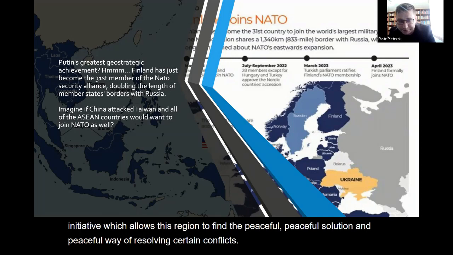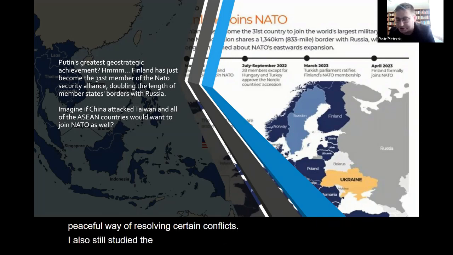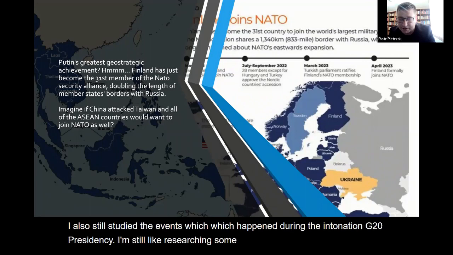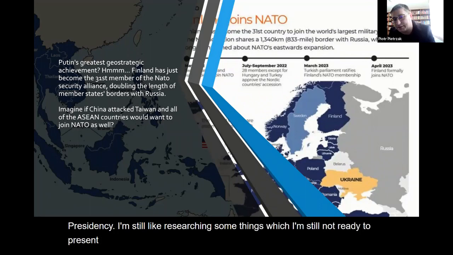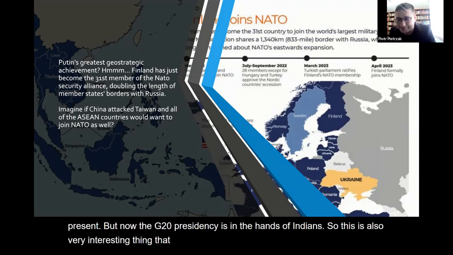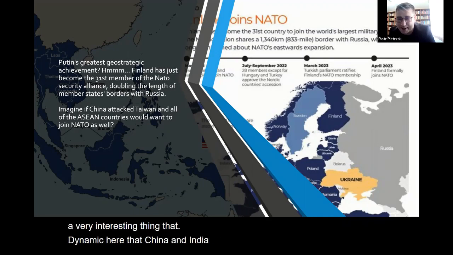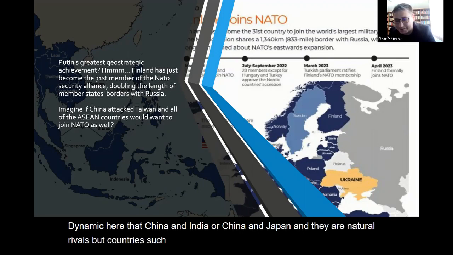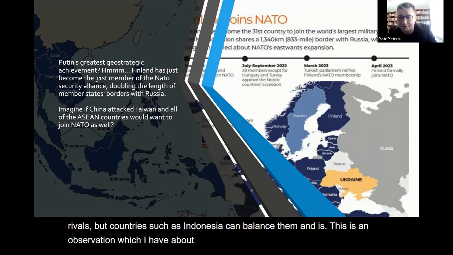I also still study the events which happened during the Indonesian G20 presidency. I'm still researching some things which I'm not ready to present. But now the G20 presidency is in the hands of the Indians. So this is also a very interesting dynamic: China and India, or China and Japan, are natural rivals. But countries such as Indonesia can balance them, and this is an observation which I have about Indonesian policy in general.